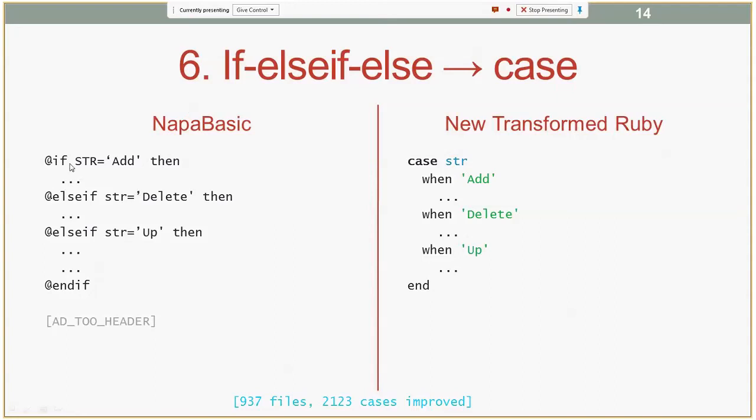More complex if-else expressions, when in all branches of the if expression we are comparing a value to some constants. This actually maps very nicely to the Ruby case statement. NapaBasic doesn't have a case statement, but we had over 2,000 expressions like this, where we have a long if-else, if-else-if statement, and then we are just comparing different values for the same variable. And now we are generating case statements for them, eliminating the duplicate comparisons.